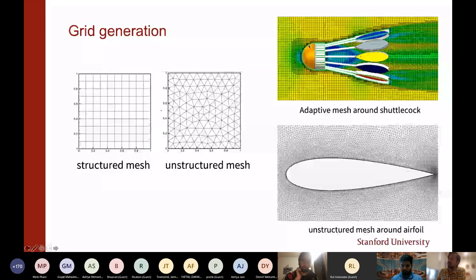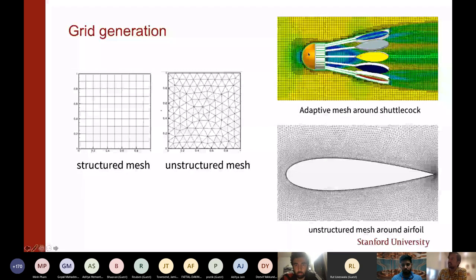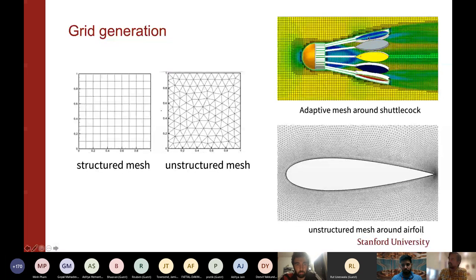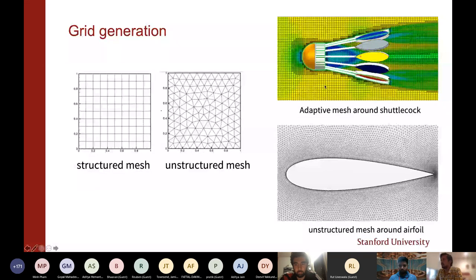But one disadvantage is that it's still not a good approximation of the surface. So it's big, and walls are very important. For example, the surface of the material here, the shuttlecock, is the most important region in the domain. So we're going to talk about that later on a little bit. That's one of the reasons why you don't use Cartesian mesh.